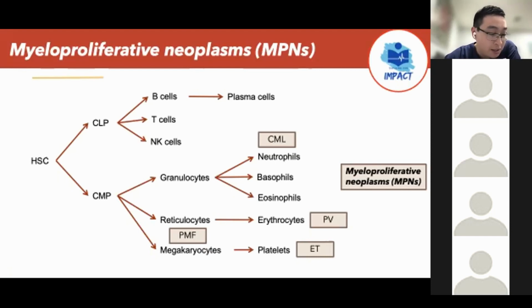Fantastic. Hey, Lee. Yeah, so JAK2, CALR, and MPL. Those are the 3 things that you test whenever you're asked to order an MPN screen.